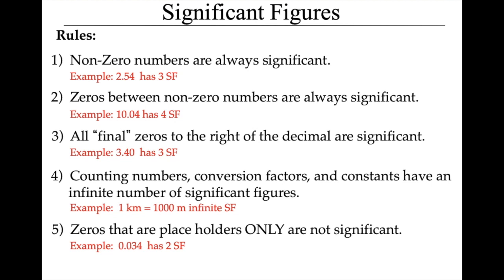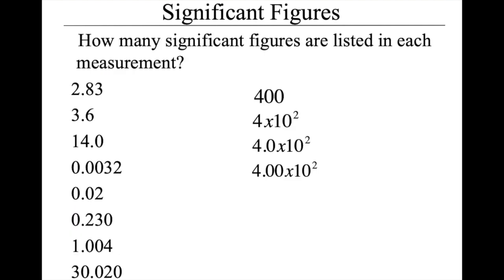So if you look at this example here, the 2 zeros at the beginning would go away if I wrote this number in scientific notation. And so here we have only 2 significant figures. The zeros at the beginning of that number are not considered significant. Let's take a look at some examples.